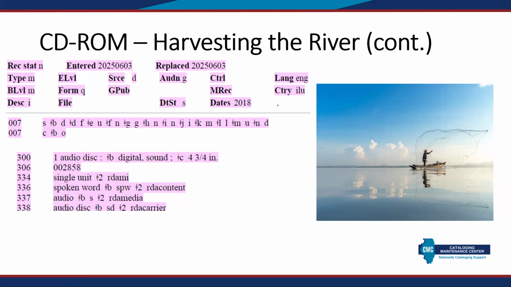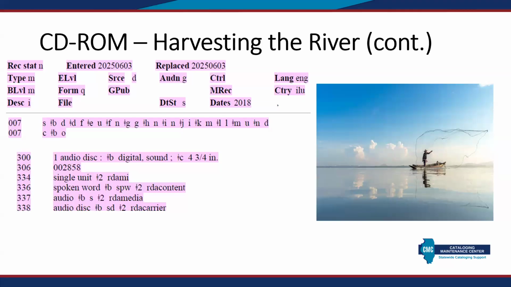007 for a sound recording, since they are audio files. Subfield A is S for sound recording. Subfield B is D for sound disc. Subfield D is F for 1.4 meters per second, and that's the speed at which a compact disc spins or revolves. Subfield E, configuration of playback channels, is unknown, so U is appropriate for that.